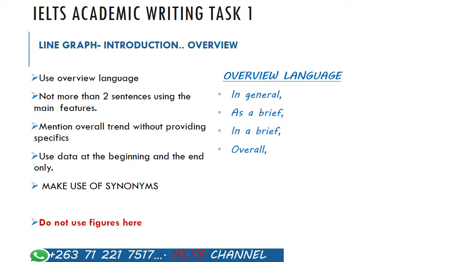Next, we do not write more than 2 sentences using the main features. We mention the overall trend without providing specifics. We use data at the beginning and at the end, and we make use of synonyms. But whatever we do, we do not use figures in the overview. That's the job of paragraph 1 and paragraph 2.